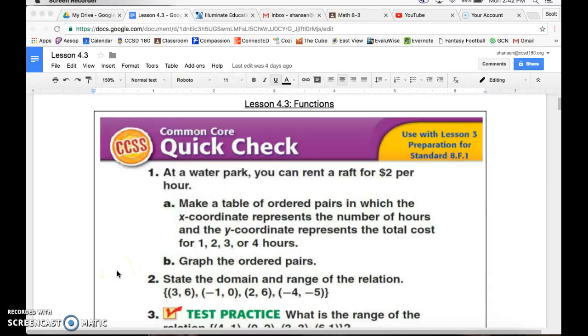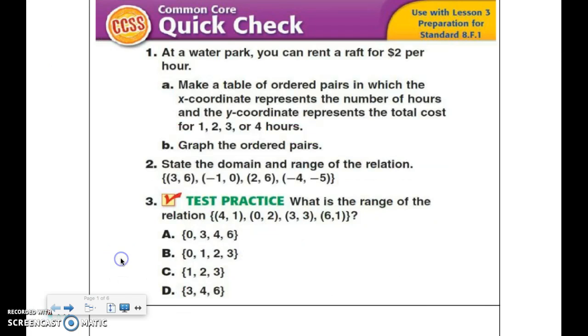So first of all, please take a couple of minutes as you usually do and do the quick check independently. And when you are ready for checking answers, unpause and continue. Okay, let's continue, shall we?